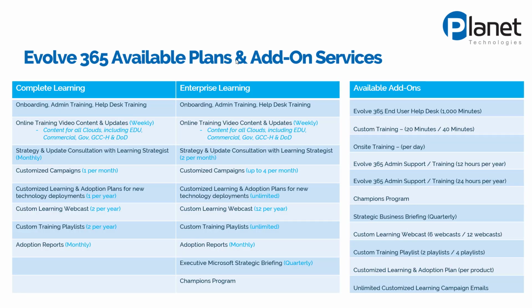And then our Evolve 365 services come in a variety of different plans. The Complete Learning and Enterprise Learning are our most popular. We do offer a small agency plan that is a subset of our Complete Learning activities, and that is for organizations that are about 100 users. And then we also offer add-ons for any of the plans that you might choose.